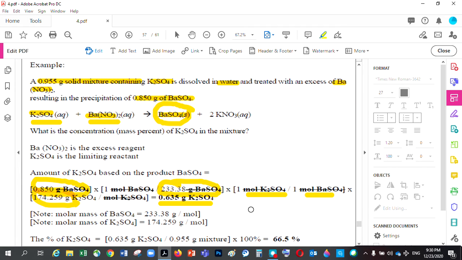Now, this is just using the molar masses of barium sulfate and potassium sulfate. So how much is now the percentage? The total is 0.95. So you take what you have got here, 0.635 gram potassium sulfate, divided by the total mixture amount in grams, multiply by 100, and that will give you 66.5% of potassium sulfate present inside the mixture.